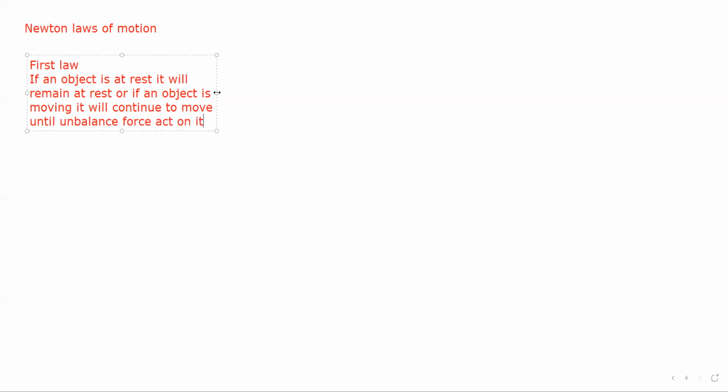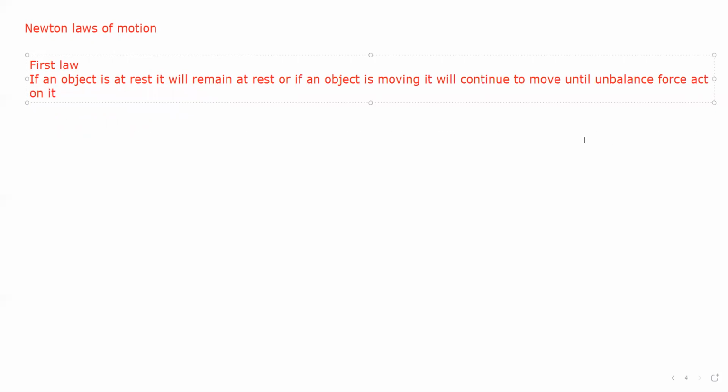So that's Newton's first law. If an object is at rest, it will remain at rest. If an object is moving, it will continue to move until an unbalanced force acts on the object. Or in short, we can say if the resultant force is zero, the object will not change its state.